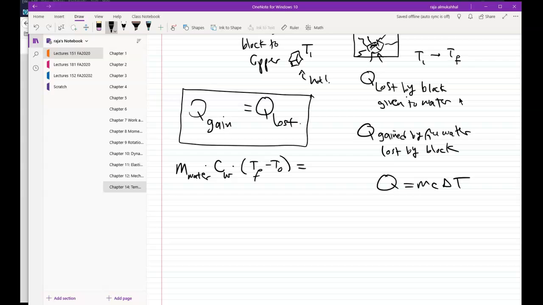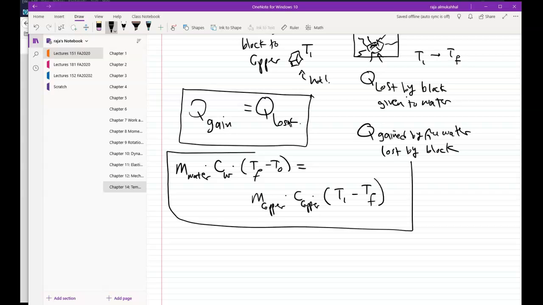And that's equal to the Q lost by the block, so that's going to be the mass for copper, times the specific heat of copper, I can look it up, times delta T. What is delta T in this case for the copper? Which one is greater? T1 is greater, so it's going to be T1 minus TF. You always subtract in such a way that the result is positive. And there we go. That's the formula that I can deal with. This is the essence of colorimetry, okay?